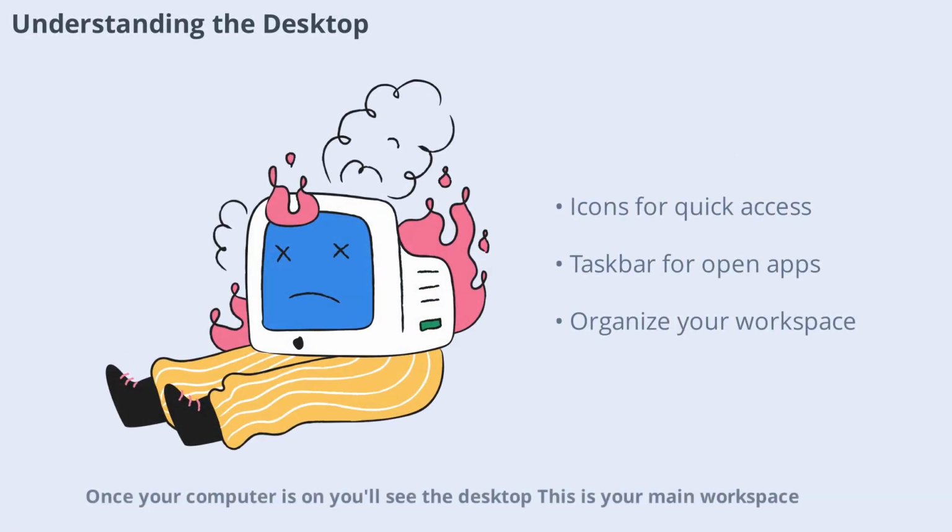Once your computer is on, you'll see the desktop. This is your main workspace where you can access programs, files, and settings. Icons represent different applications and folders, making it easy to find what you need. The taskbar, usually at the bottom, shows open programs and shortcuts. Getting comfortable with the desktop layout will help you navigate your computer more efficiently and keep your work organized.